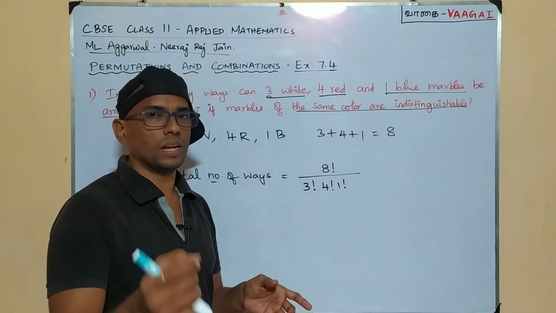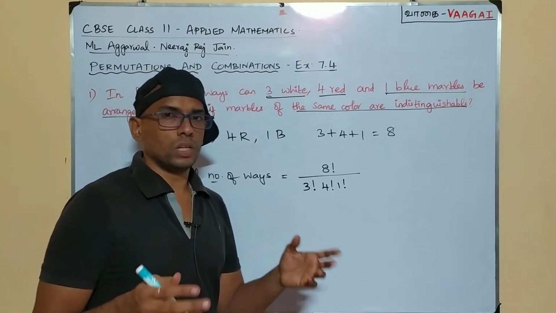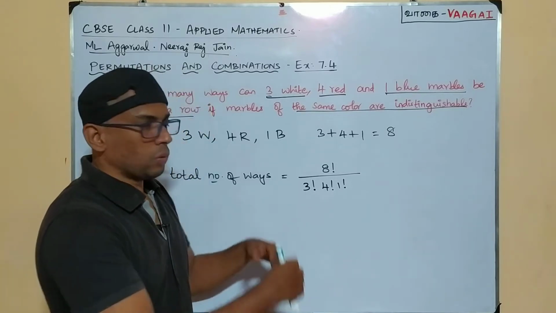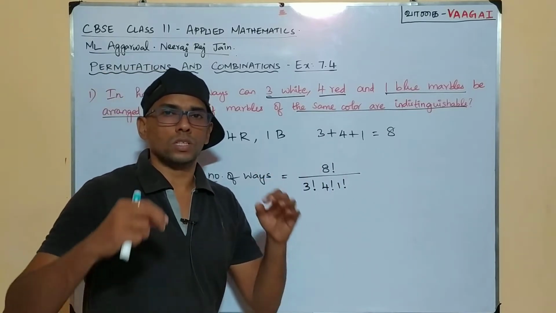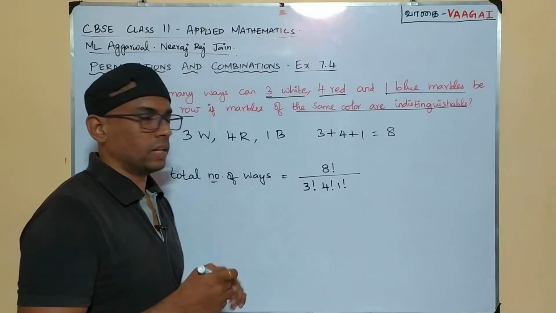I hope you got the reason why we divided by 3 factorial, 4 factorial, everything. The reason behind that is because they are identical. That's the reason. Very simple. This is what we saw there in the introduction part, right? The same logic follows. Now we simplify this, and we'll be able to get the answer.